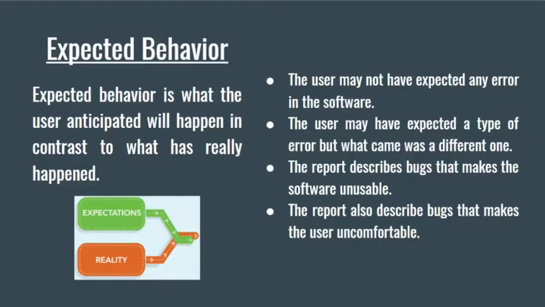The expected behavior is made up of the difference between what the user thought would happen and how it has really performed or what happened. While purchasing a software, the client or the user may have expected that it would not have any error, but there is also a scenario that the user might be expecting an error in the software, but to their surprise, the error may turn out not to be the expected one, but a different one.